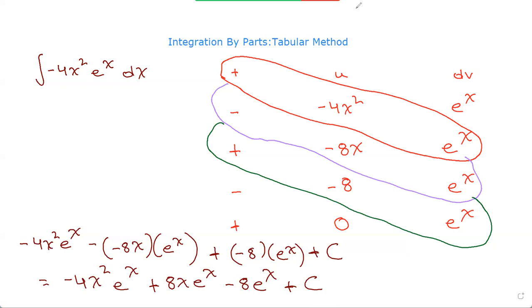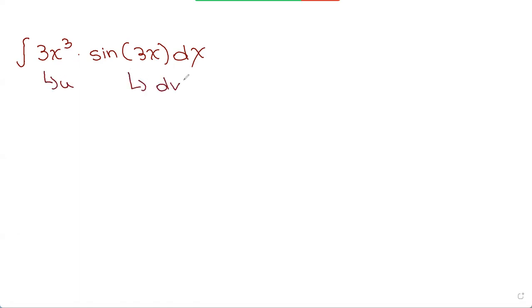So now let's try another question using the same tabular approach. So we have the integral of 3x cubed times sine of 3x dx. This is our integral, and we have to find out the value using the integration by parts tabular method. So this is u and this is dv, because again, algebraic is above trigonometric in the table.